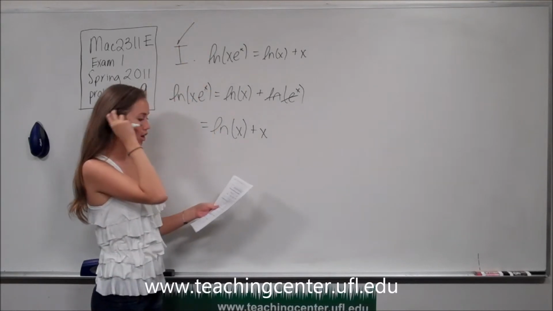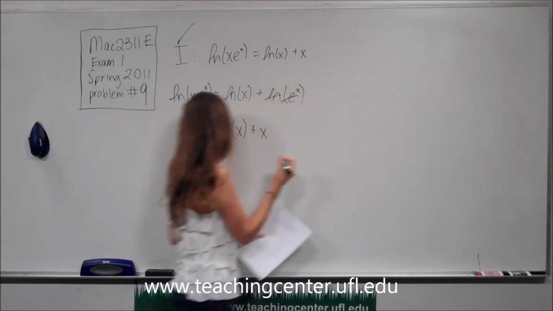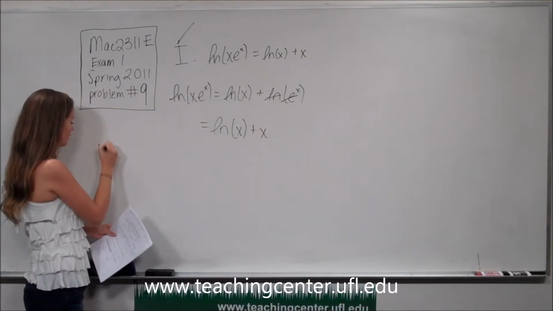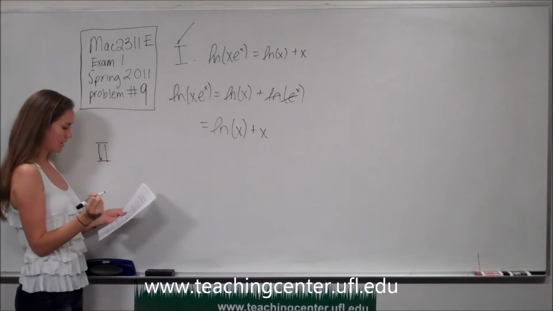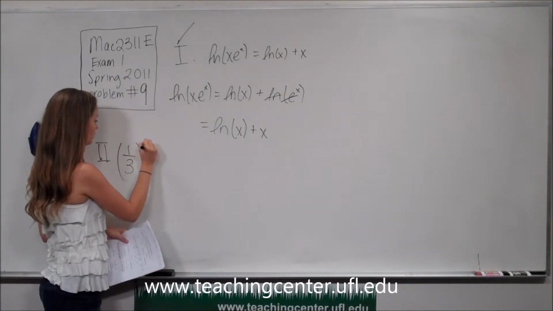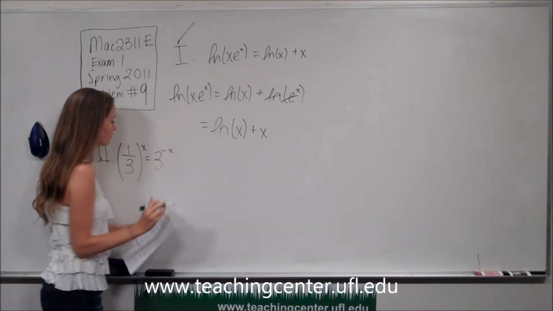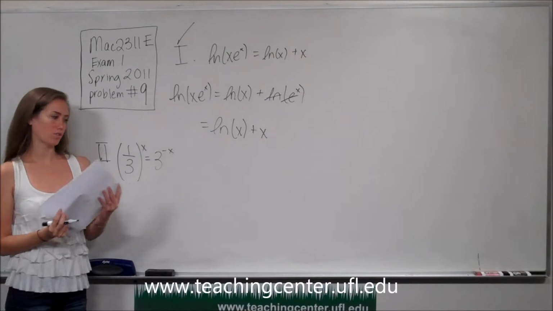And so now we need to check our second identity that they give us. And the second identity, I'll go over here for this one. So the second identity is that 1/3 all to the x is equal to 3 to the negative x. Okay, so let's do a little work and see if this is true.